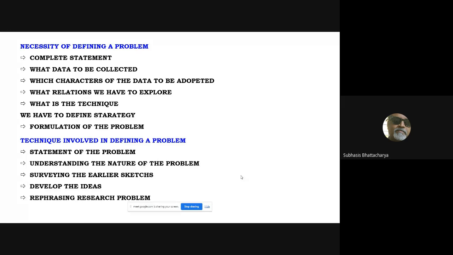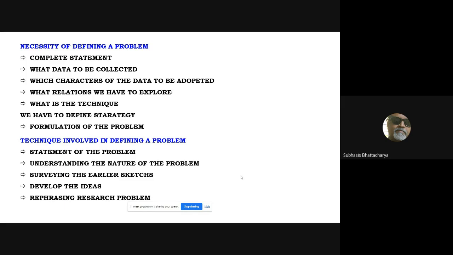So the researcher has stated the problem himself. He should consider once again all those points and induce himself to make a general statement concerning the problem. For a better understanding of the nature of the problem, it involves various discussions which create good knowledge about the problem, and the researcher should also keep in view the environment within which the problem has to be studied or understood. And the third one is surveying the earlier sketch.